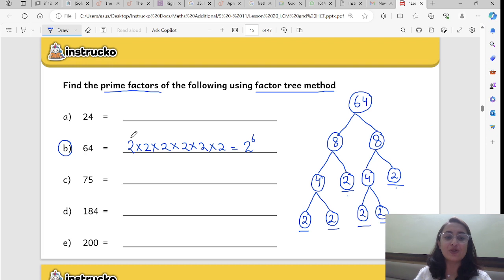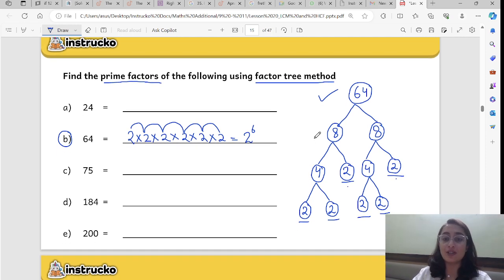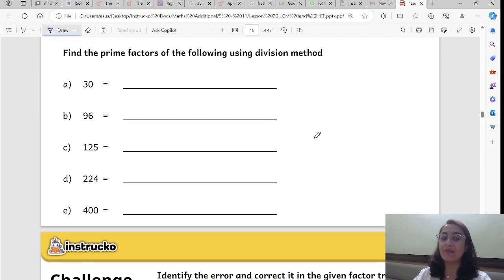So see, 2 multiplied by 2 is 4. 4 multiplied by 2 is 8. 8 multiplied by 2 is 16. 16 multiplied by 2 is 32. And 32 multiplied by 2 is 64. So yes, my prime factors are absolutely correct, because I am getting the number 64 when I am multiplying them. Okay, so this is the first method, which is called the factor tree method.